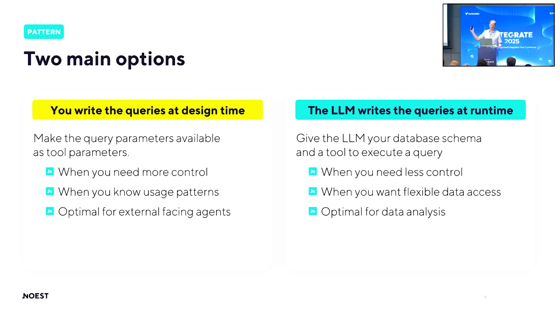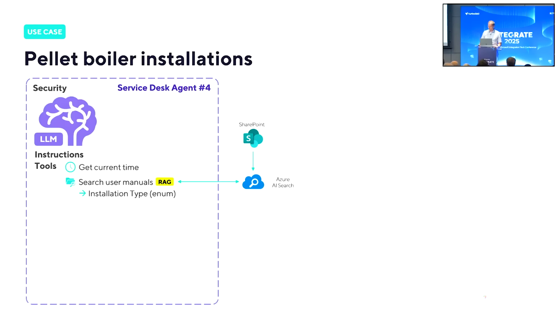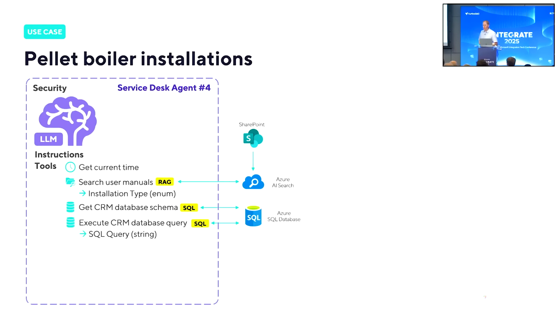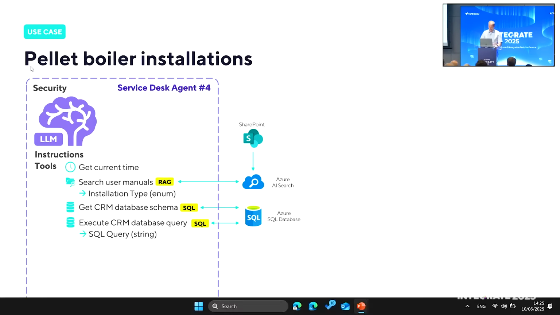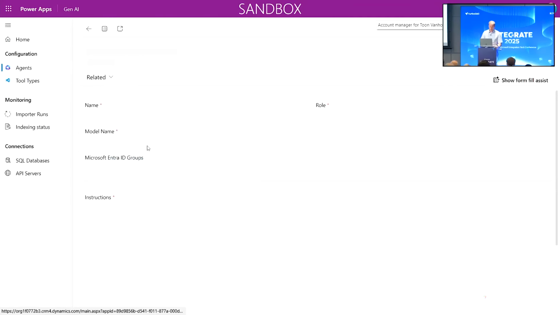For the demo, I will now let the LLM write the query. But to be honest, in a real scenario, I would do it with the first option to limit the functionality over there. All right? So I will now add two tools to my agent. I will give it a tool, a function to call to get the CRM schema from the SQL database. And I will also give it a tool to execute a query that it can write itself based on the schema that it has. So again, we can do that with an agent loop. We can do that with our own code.